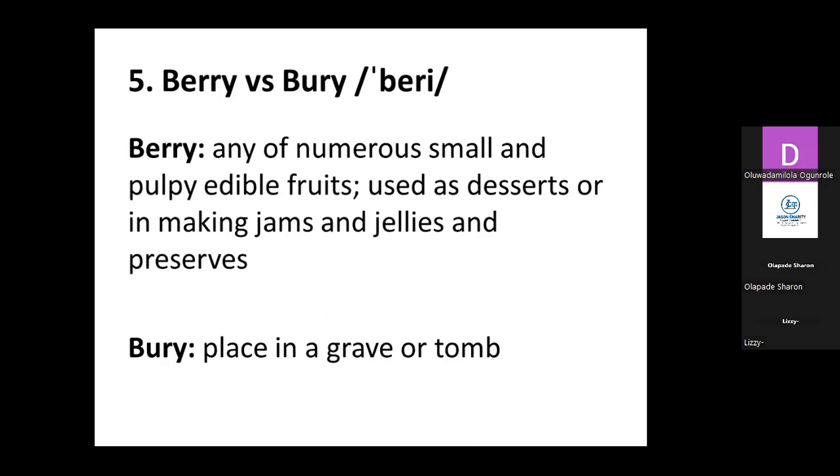The last one that we'll be discussing before we go to other examples is berry versus bury. The first one, berry, is any of numerous small, pulpy, edible fruits used as desserts and in making jams, jelly and preserves. You can say raspberry, strawberry, blueberry, blackberry, different types of berries. So by the time you talk about these, there's a way you use them.